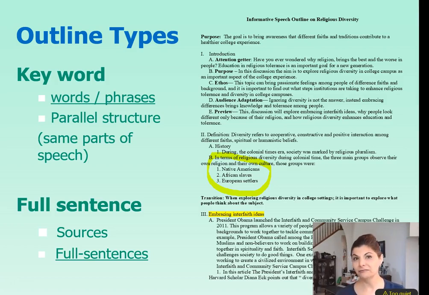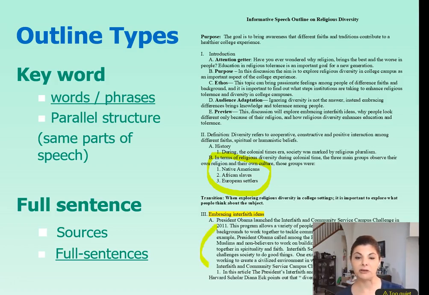Parallel structure is an added bonus that is using the same types of phrases. So here I have Native Americans, African slaves, European settlers, so I have adjective and noun, adjective and noun. That makes it very balanced. So if you can do that, that works. You could have all verbs, as long as they're similar. And then once you get to another letter A, like down here, you can possibly just have 1 and 2, or 1, 2, 3, 4.